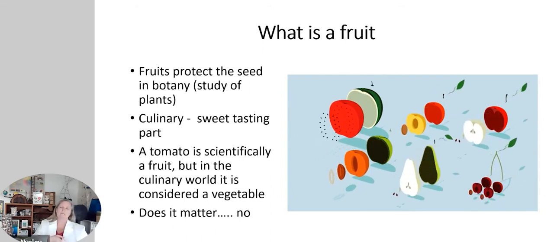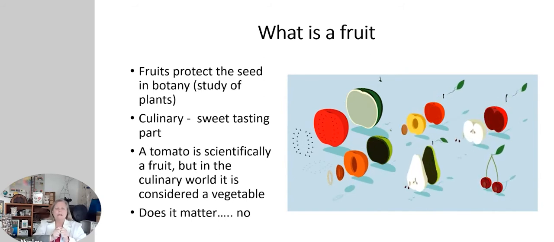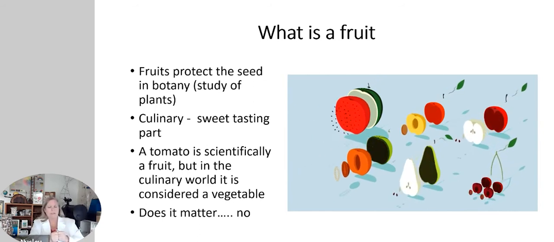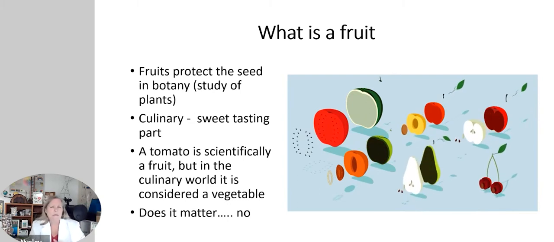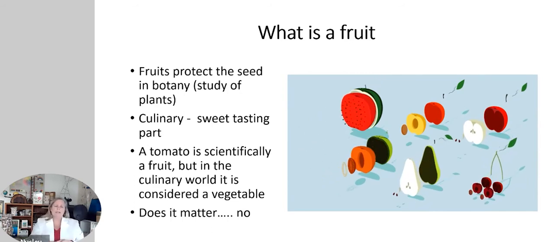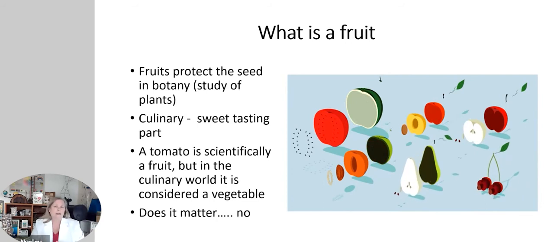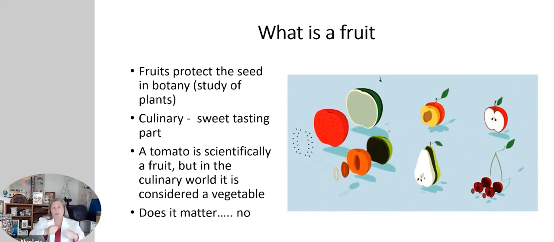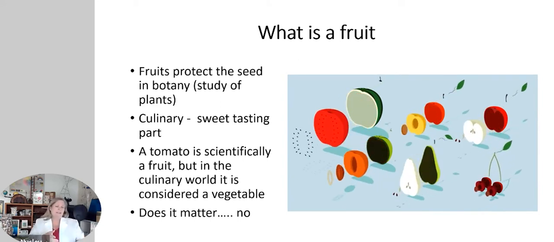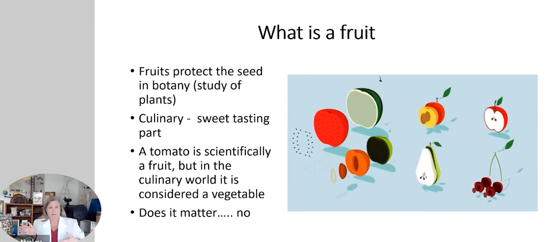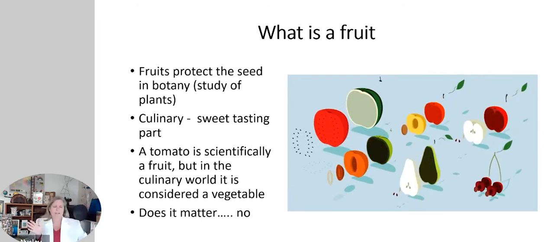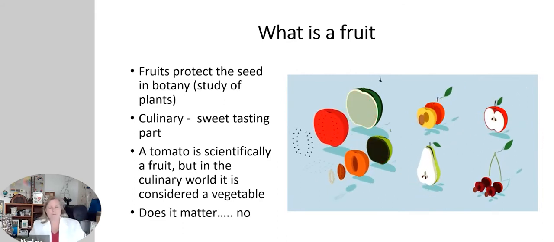Now the next group, we've got like peaches. Those have a hard pit on the inside. Then I see a pear and an apple, same thing. It's got a core where it's protecting those seeds. And even things like our cherries and plums, where the soft outside protects that seed on the inside. So again, a fruit is protecting the seed in botany. Botany is the science, the study of plants. And in culinary terms and cooking terms, it's the sweet tasting part. So a tomato is really scientifically a fruit. But in the culinary or cooking world, we call it a vegetable. Does it matter? It doesn't. Just as long as you know we're talking about different plant parts.